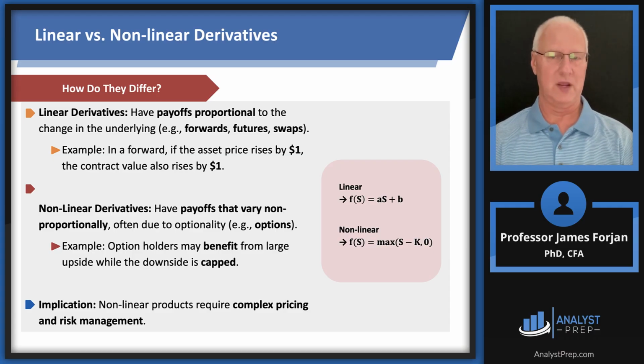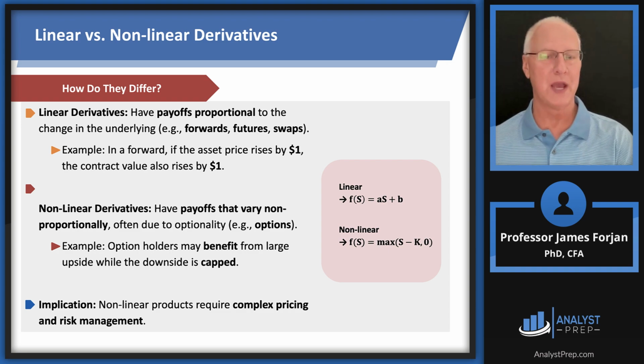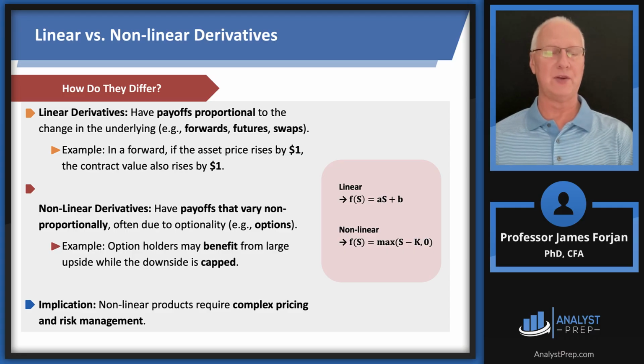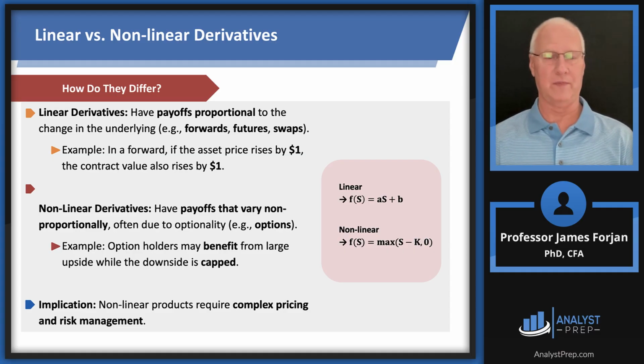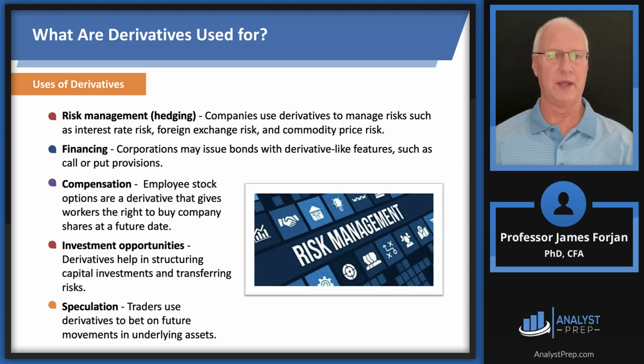A non-linear payoff simply means that with an option, you have the right, but not the obligation, to do something. And that something is to buy or sell at a fixed price. That optionality turns a linear payoff into a non-linear payoff. And once again, you'll see a graph of that here in just a little bit.